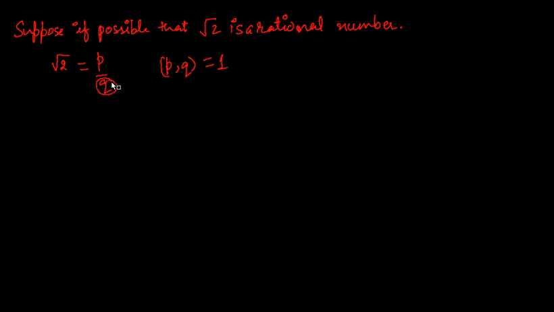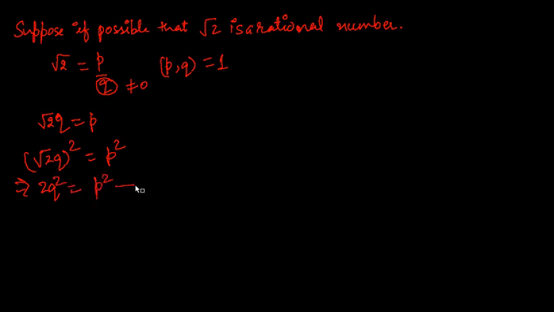Now because q is not equal to 0, I can multiply this equation with q on both sides to get root 2 q is equal to p, and now I can square both sides of the equation. So I'll get 2q square is equal to p square. I'll call this equation 1, this is 2. Now p square is equal to 2q square. It means that p square is an even number, because p square is equal to 2 into something, and 2 into something is always an even number.